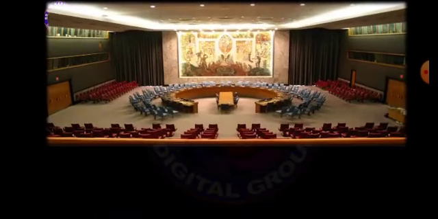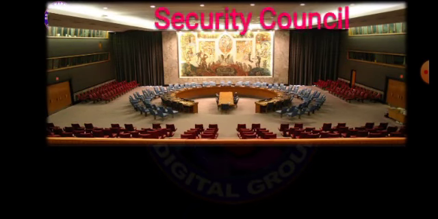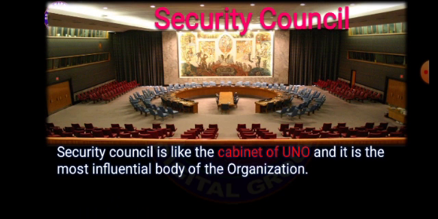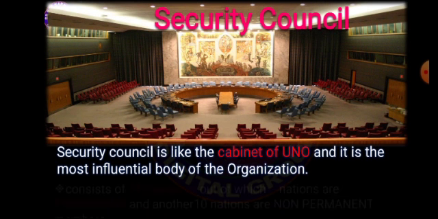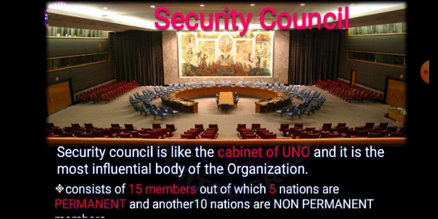The second important affiliated body or organ of UNO is known as the Security Council. First of all, you should know that the Security Council has the primary responsibility under the Charter of the United Nations Organization for the maintenance of international peace and security. The Security Council is made up of 15 member states, consisting of 5 permanent members and 10 non-permanent members. The 10 non-permanent members are elected by the General Assembly for a period of 2 years.